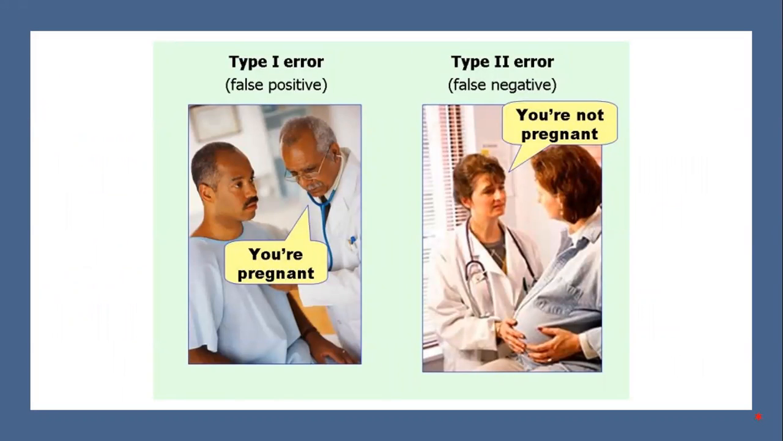This is an illustration that helps to further explain these concepts. As you can see in the picture on the left, the doctor tells a man he is pregnant when he really isn't, which is a type 1 error or false positive. In the picture on the right, the doctor tells the woman she is not pregnant when she really is, which is a type 2 error or false negative.